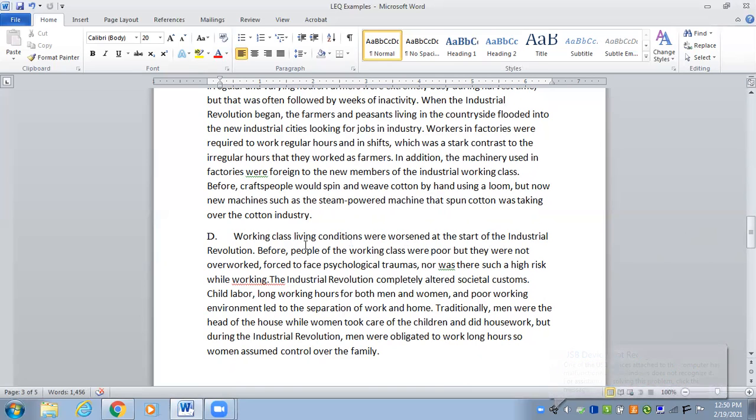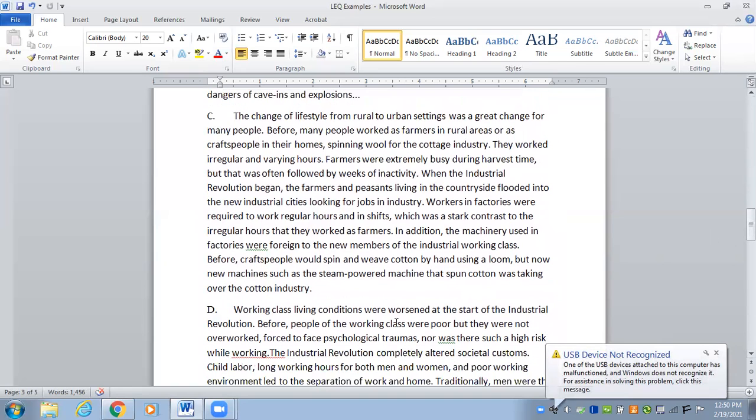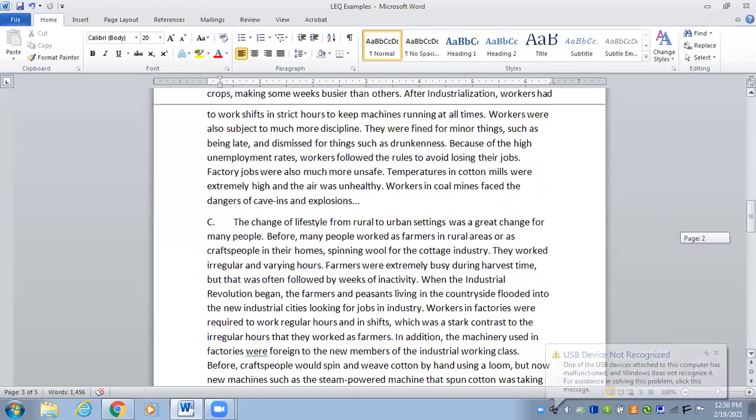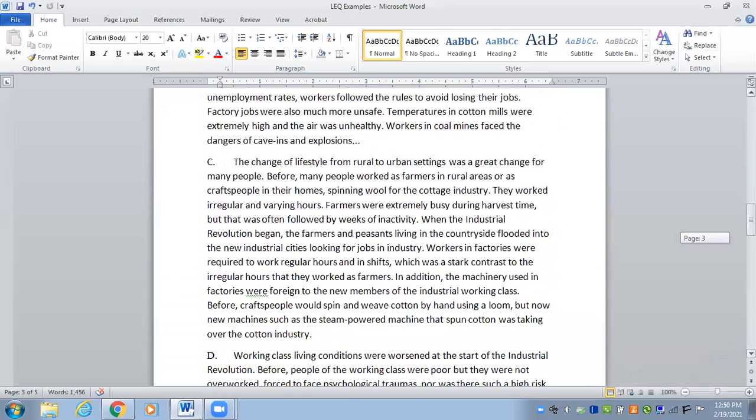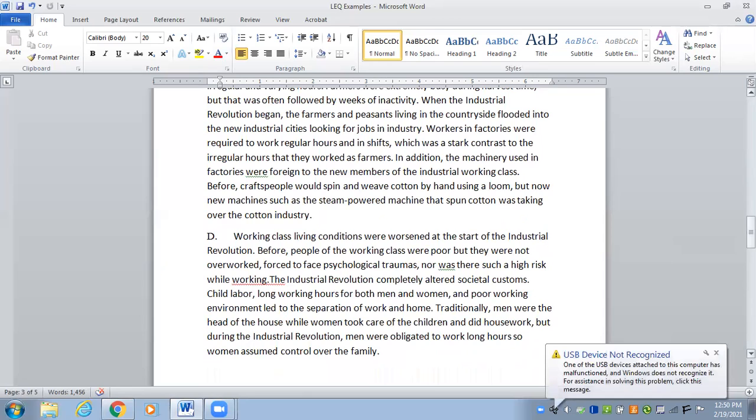But usually these paragraphs begin by saying, we're going to talk about, in this case, the last one, living conditions, or as the ones I mentioned earlier, working conditions. That's kind of how a lot of people divided up their paragraphs. They said living conditions changed this way, working conditions changed this way.